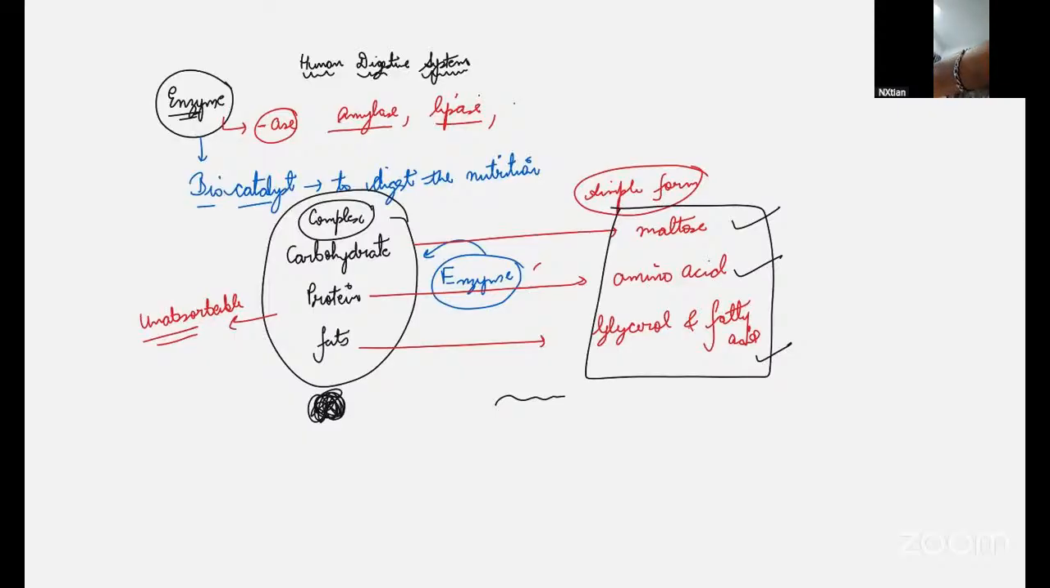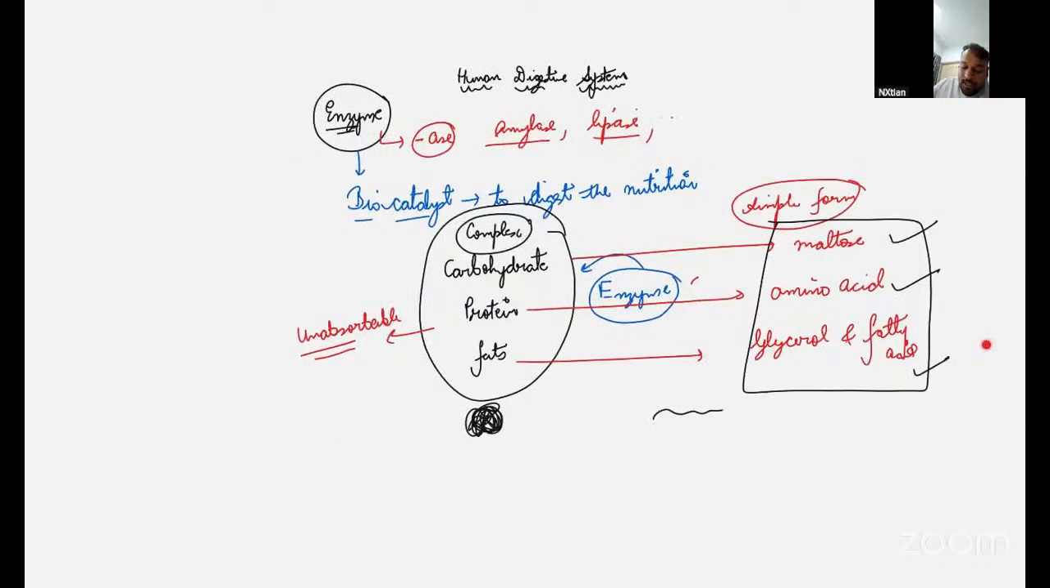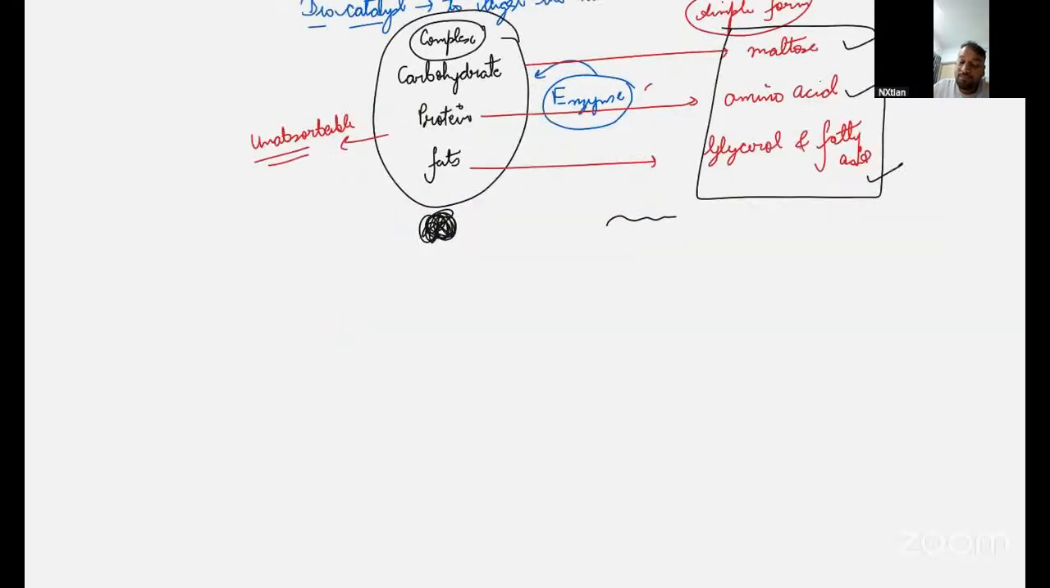Now, where do these enzymes come from? These enzymes come from glands. Glands release enzymes that help in digestion. Now we will learn about the human digestive system.